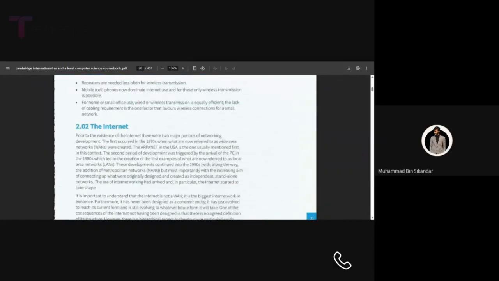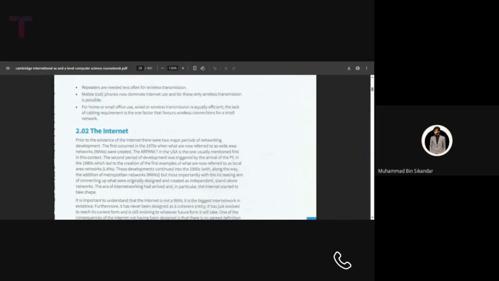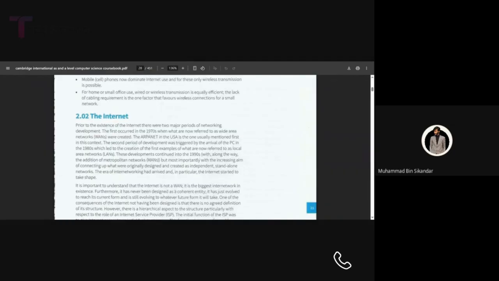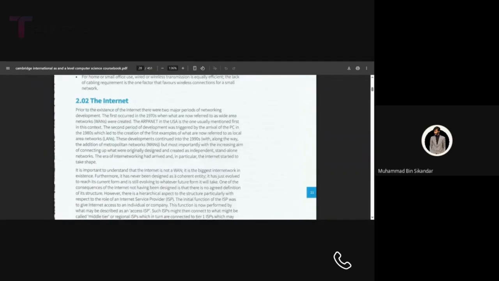And in wireless modes of communication, there is no need for repeaters. Meaning we don't need to repeat our signal, because there are certain communication protocols deployed over the network which can superimpose our signal, and we don't need any repetition of any kind.